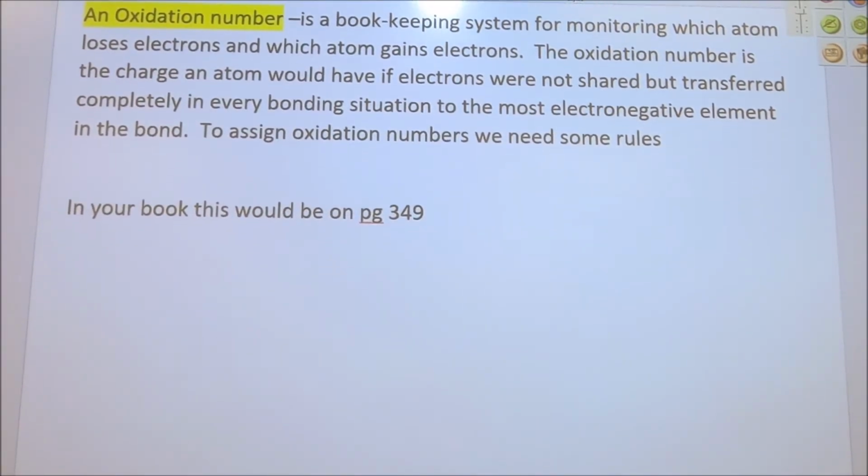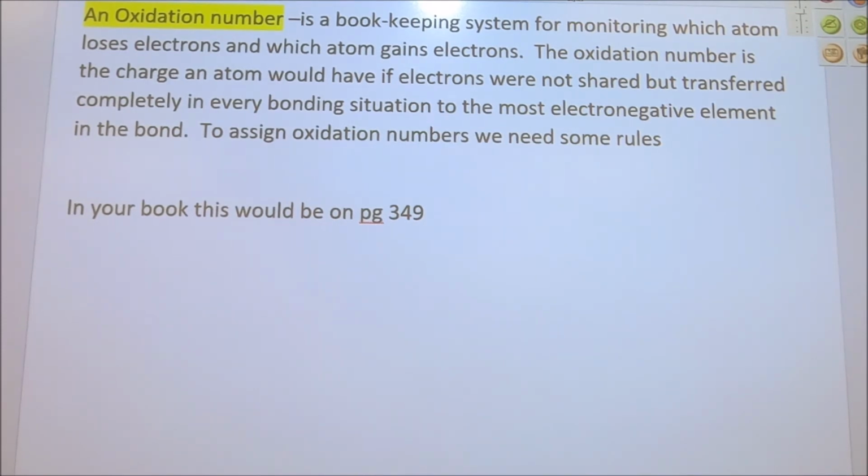So we're going to need something called an oxidation number. Now guys, this is a bookkeeping tool, and it's used to monitor whether an atom is losing electrons or gaining electrons. Or you could think losing electron control, gaining electron control. The oxidation number is the charge an atom would have if the electrons were not shared in a chemical bond, but were always transferred completely to the most electronegative element in the bond.